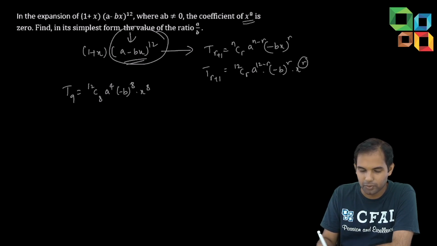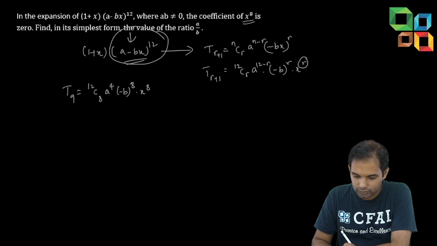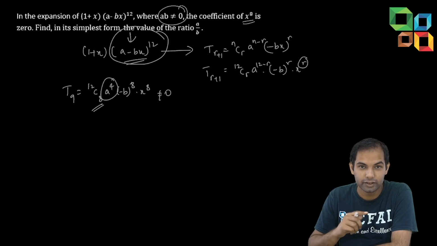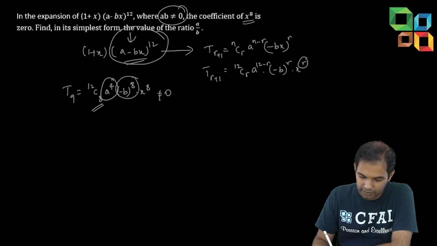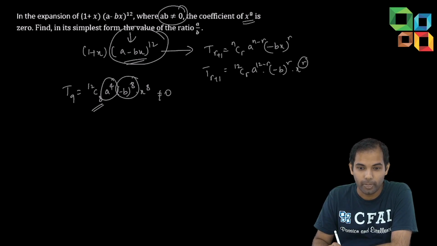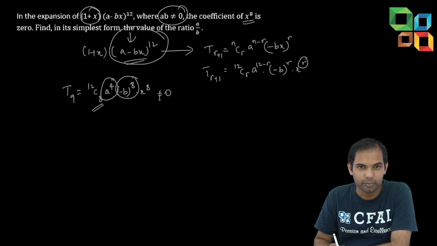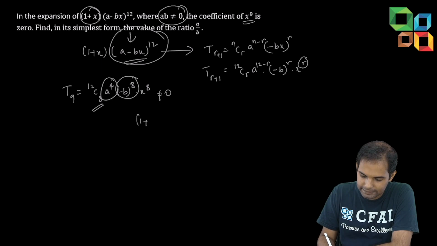Now, can you see this x power 8? This cannot be equal to 0 because A cannot be 0, since it's given that AB is not 0. AB is not equal to 0 means neither A is 0 nor B is 0. Even this is not 0. Then how is this coefficient equal to 0? Now, what term you have missed, you have to get it into the picture, which is 1 plus x.